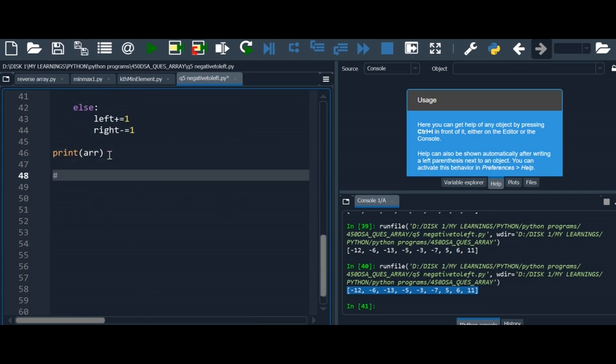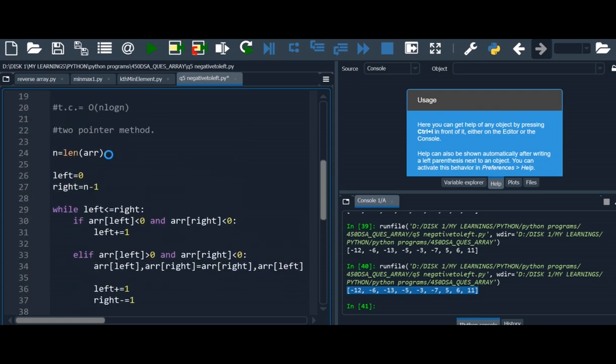One thing to note here is that the time complexity will be order of n. So this was the solution, guys.